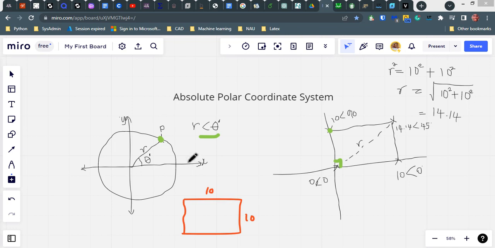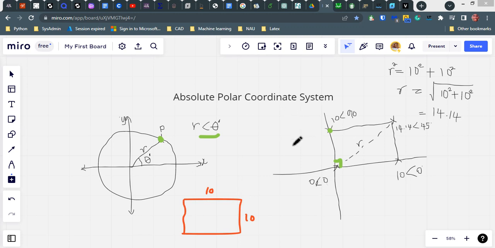So what it means is that for every point, we have to check the distance of that point to the origin, nothing else. And when we say absolute, every measurement comes from the origin. So let's proceed. Assuming we want to draw or construct a 10 by 10 square.